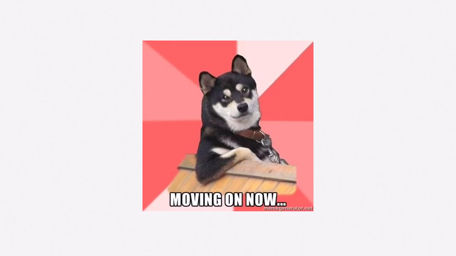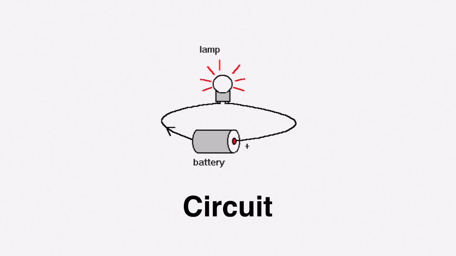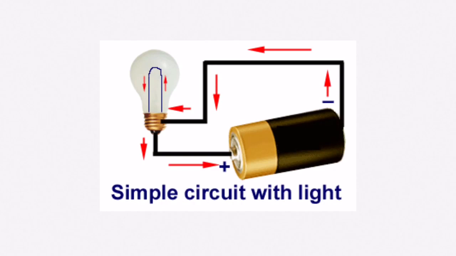Alright, moving on. So, when we have an electrical current flowing on a path, this is called a circuit. Notice how the circuit comes all the way around. This is what creates the constant flow of electricity.